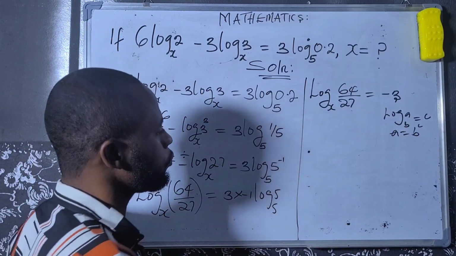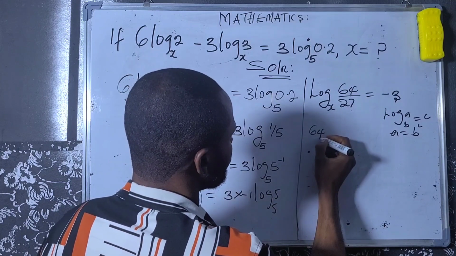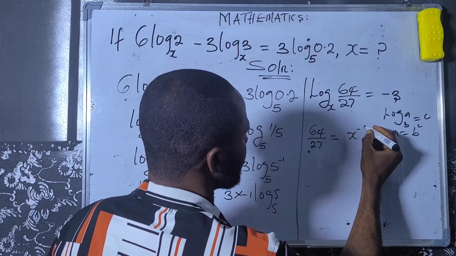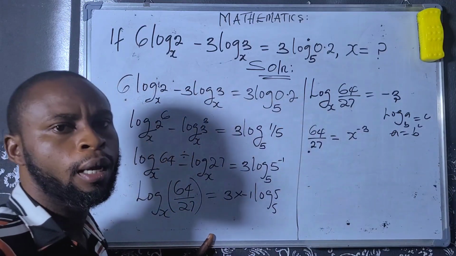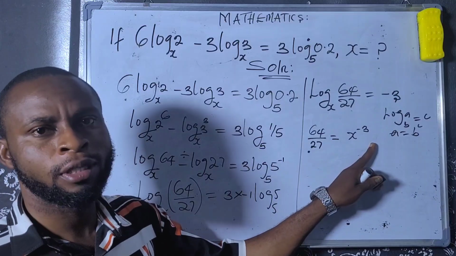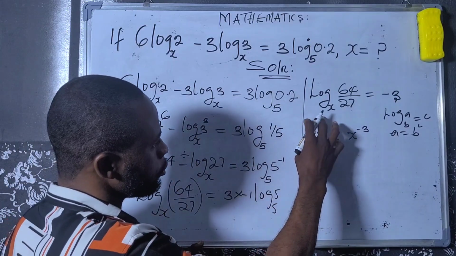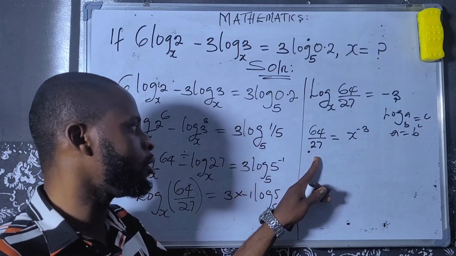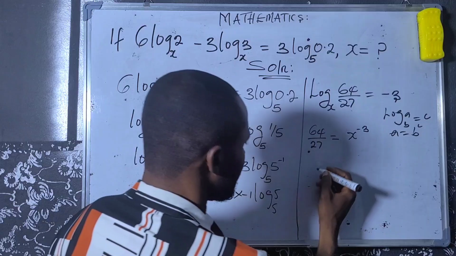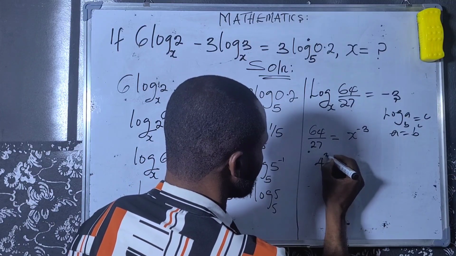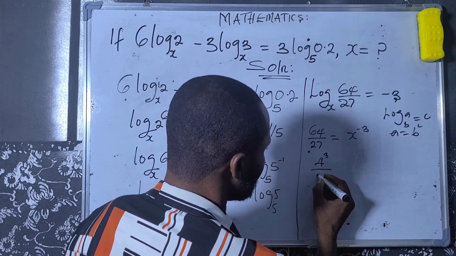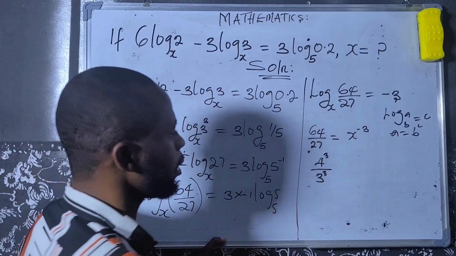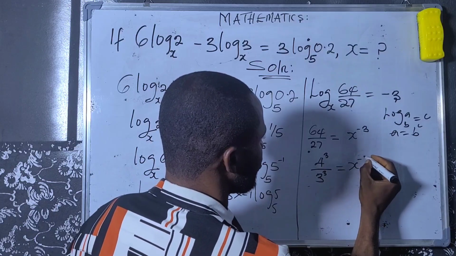If you do that, I'm going to have here that 64 divided by 27 equals x to the power of negative 3. Now, we simplify this further. Note that 64 can also be expressed in index form, as well as 27. 4 to the power of 3 will give us 64. Then 27 will give us 3 to the power of 3. And this equals x to the power of negative 3.